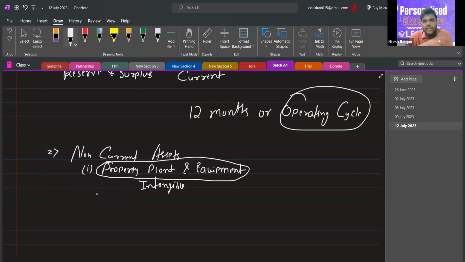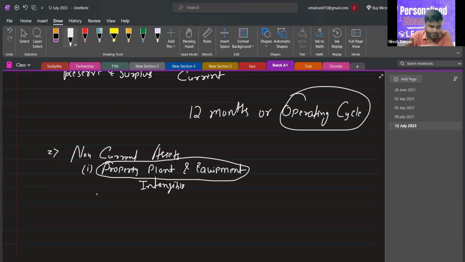After that, there is investment or non-current investment, you can say. There are loans and advances and deferred tax assets. So these items are included under non-current assets. Okay. The second is our current assets, and there are trade receivables, inventories, cash and cash equivalents, short-term loans and advances, and other current assets. These items are under current assets.